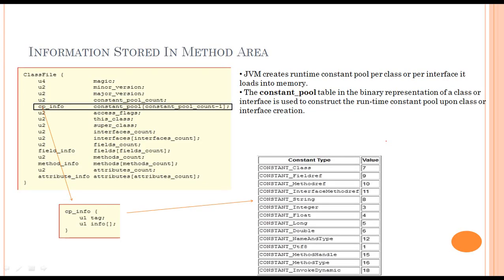So this is the set of information that is actually stored as part of the class loading process. The class file actually contains a set of bytecodes. Along with the bytecode, it also contains some metadata, which gives us some extra information about the class file.